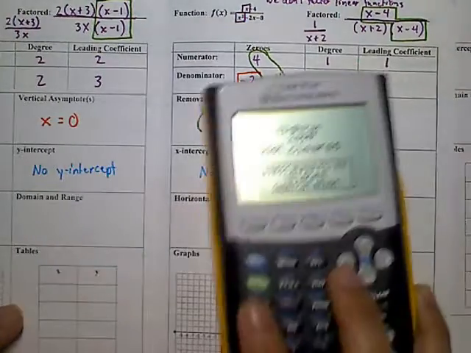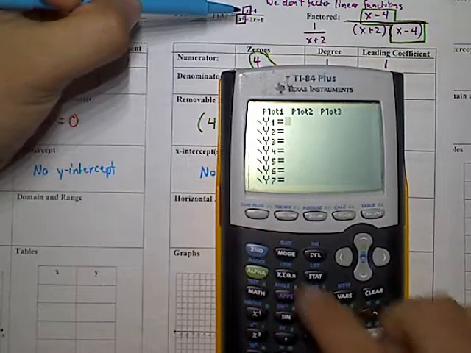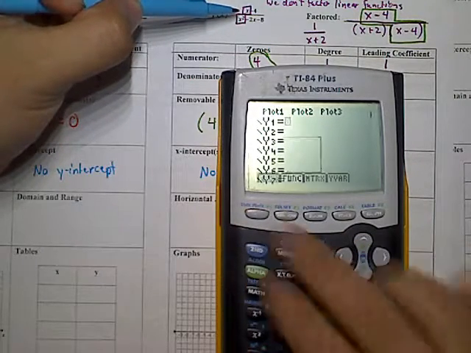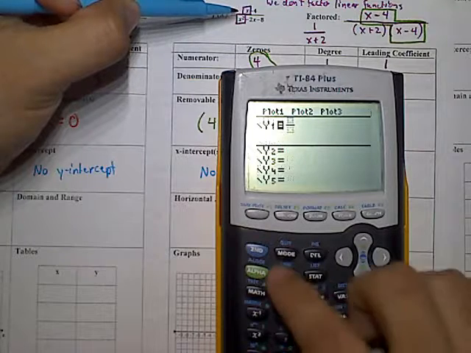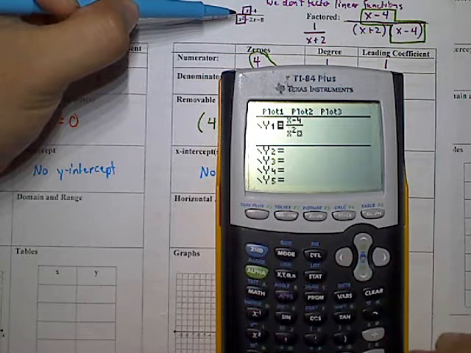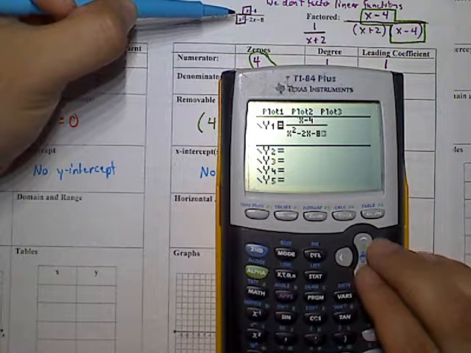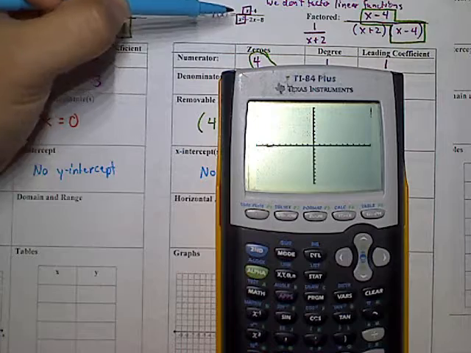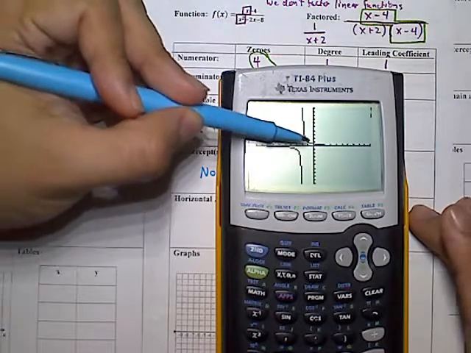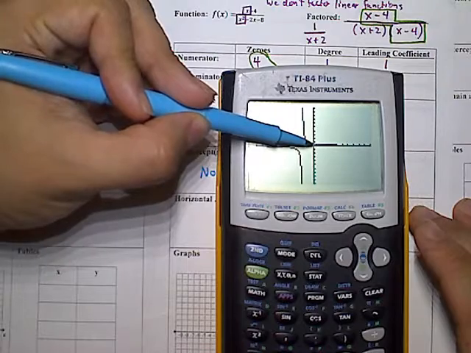So to find it, we're going to go to our calculator and put the original function in. We're going to do alpha y equals, to do the fraction, x minus 4 in the numerator, x squared minus 2x minus 8 in the denominator. I'm going to go to the graph just to see what this is going to look like, and you'll notice that there is a y-intercept right here. We just have to figure out exactly what it is.